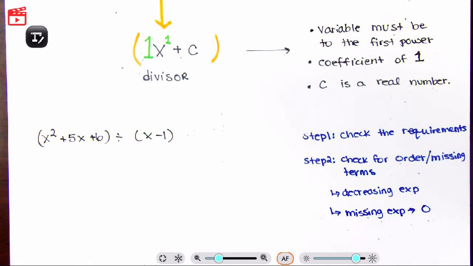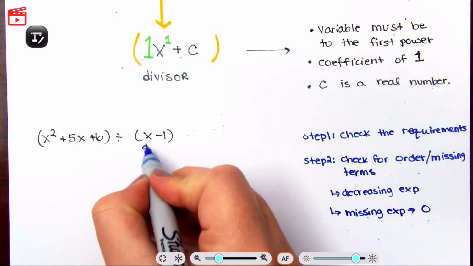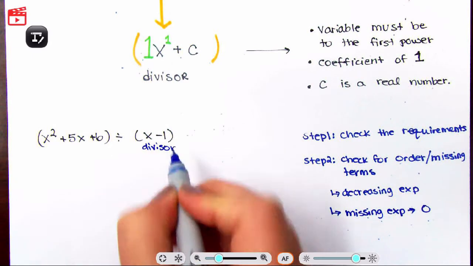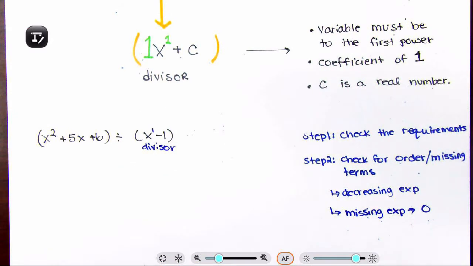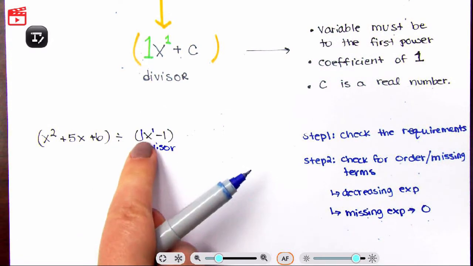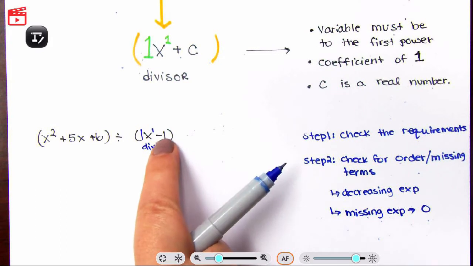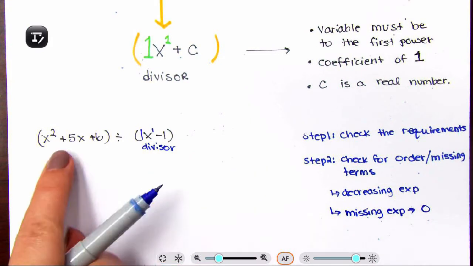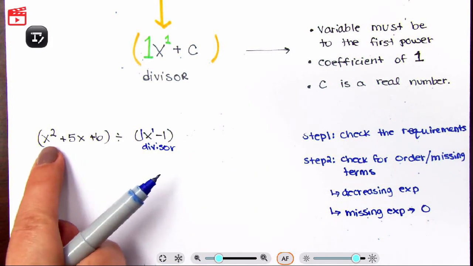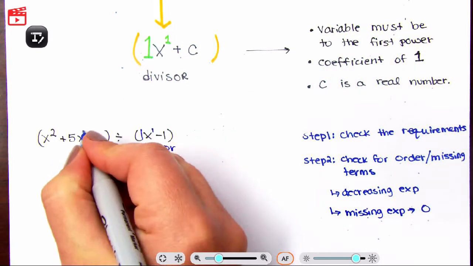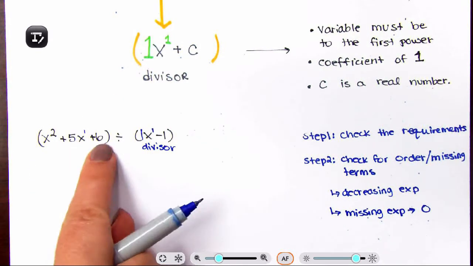All right, let's go ahead and do step number 1, step number 2. Step number 1 is check all the requirements. So what are we dividing by? This is our divisor. Our divisor has an exponent of 1. Our divisor does have a coefficient of 1. And 1 is a real number here. Perfect. Check the dividend for decreasing power: 2, 1, 0. Good. There's nothing missing, so we're good.